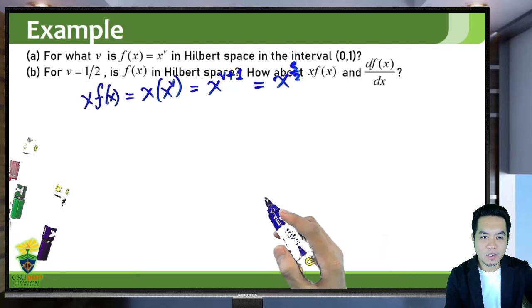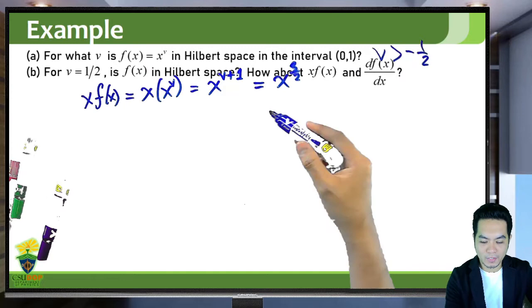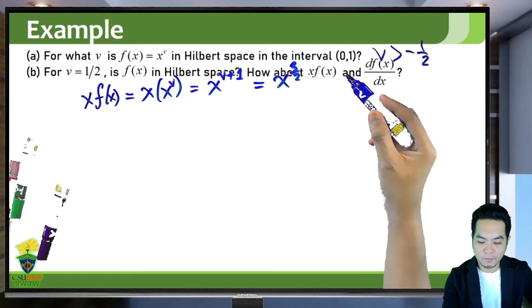Based on our previous result, v must be greater than negative 1/2, or the power of x should be greater than negative 1/2. In this case, 3/2 is definitely greater than negative 1/2. So yes, this function is still in Hilbert space.